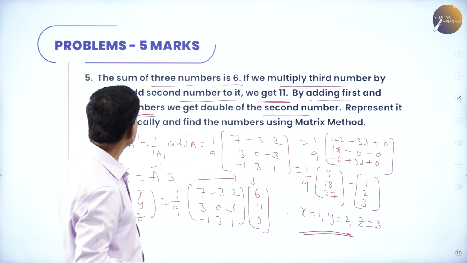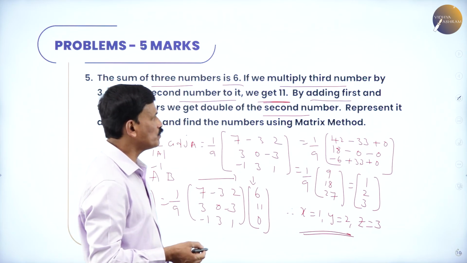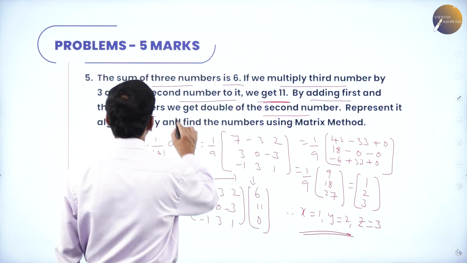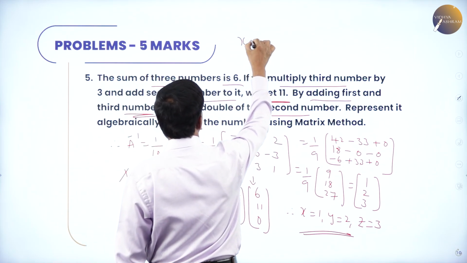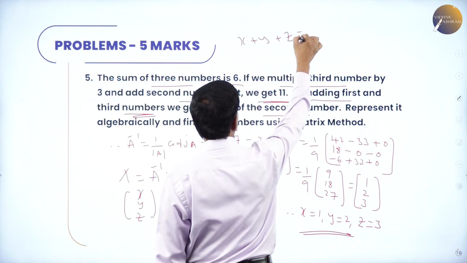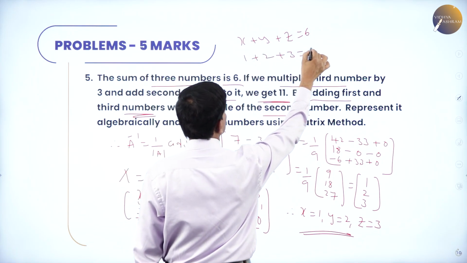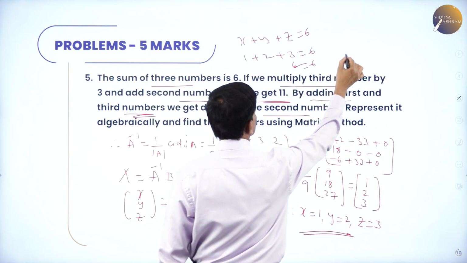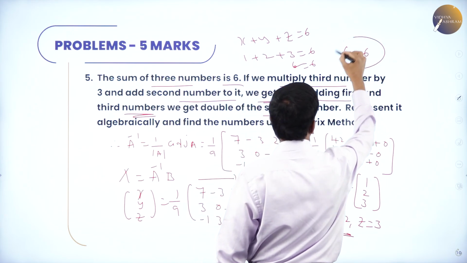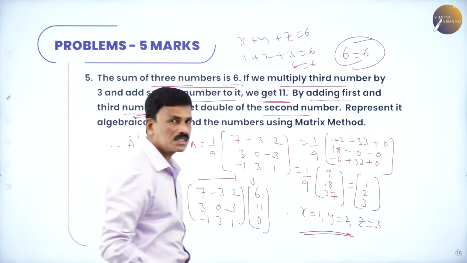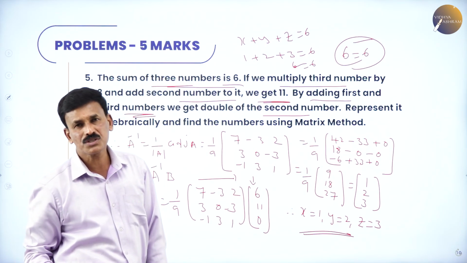That's it. If you want, you can go for the verification. What is the first equation? The sum of three numbers is 6. x plus y plus z is equal to 6. Verify. 1 plus 2 plus 3, 6 is equal to 6. Correct. The sum of three numbers is 6. That's how we are going to solve this equation.